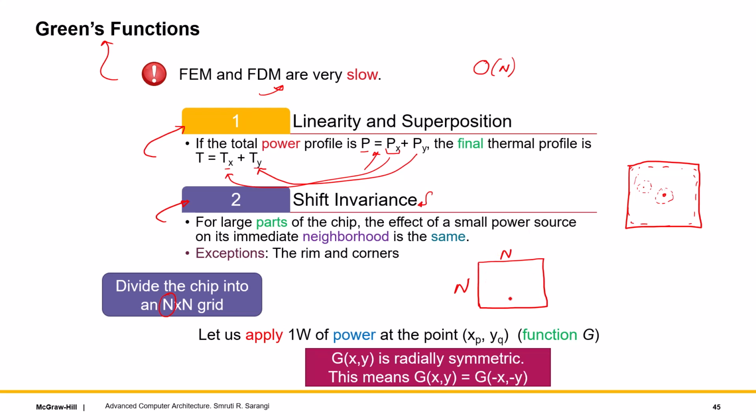So in this case, if it's an n cross n grid, at any point (p, q), let us apply 1 watt of power. Then what will happen if this is the (p, q)th point and I'm applying 1 watt of power? I will have a temperature profile which is radially symmetric. It's also called isotropic. What it means is the same in all directions. So it basically means it's the same. All right. And this means that even g(x, y) is equal to g(-x, y).